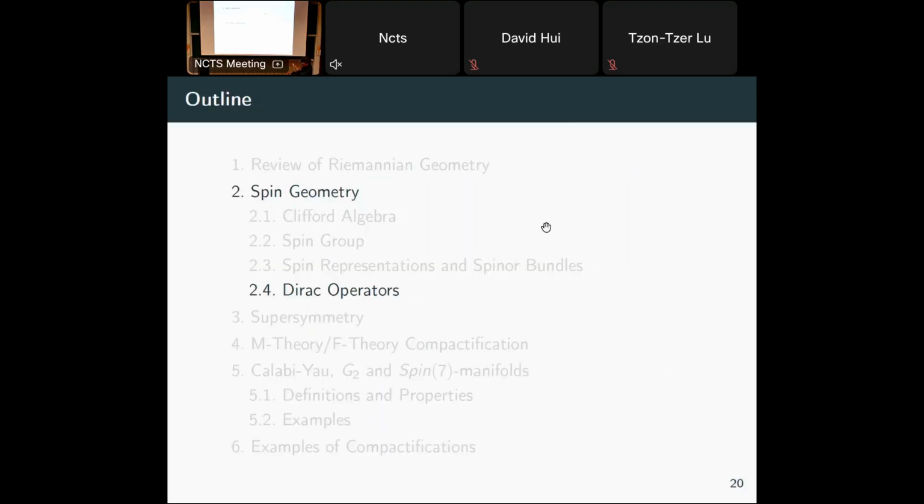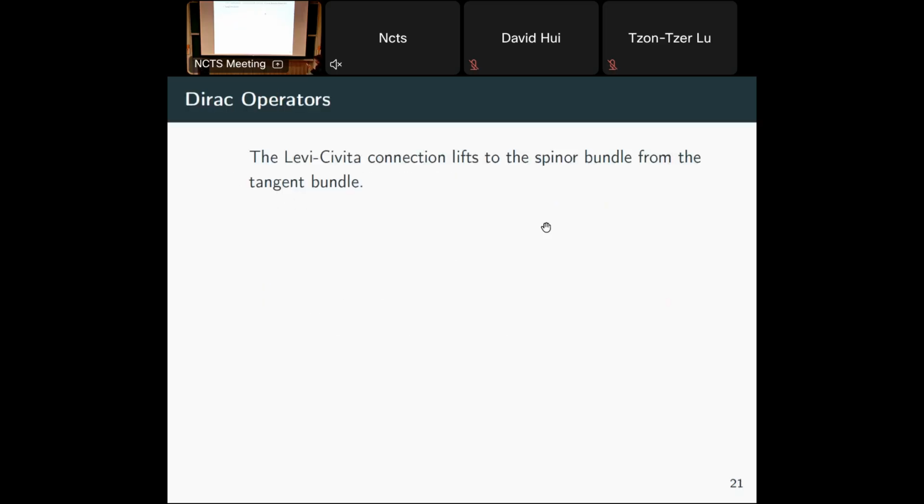Now that you somehow know what a spin bundle is, I'm going to talk about Dirac operators. The Levi-Civita connection, you saw it defined on the tangent bundle, as a map from sections of the tangent bundle to sections of the tangent bundle. But now your tangent bundle lifts to the spinor bundle. So if your manifold is spin and you have the spinor bundle, your Levi-Civita connection will lift to it.